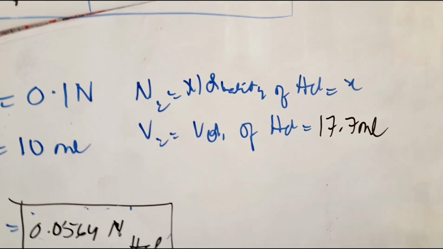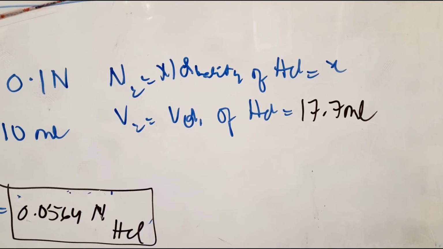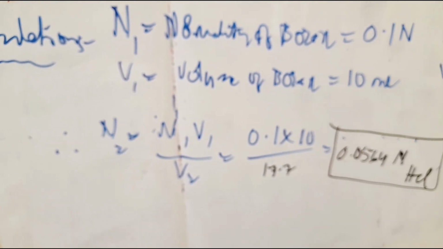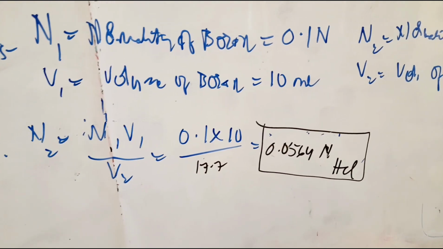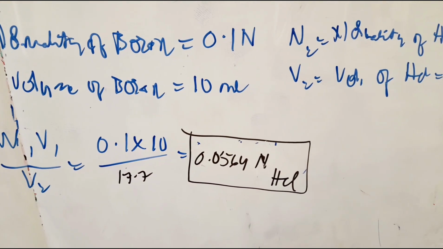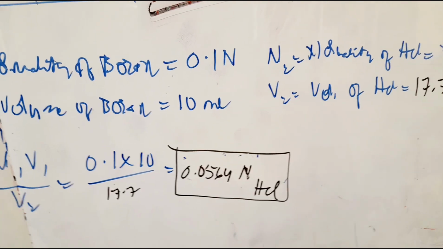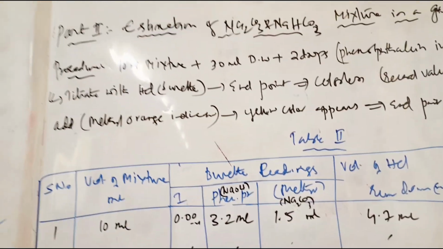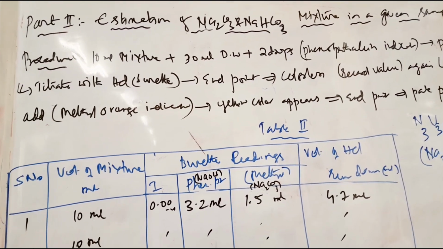And N2, the normality of HCl, we don't know, X, and the volume of HCl, V2, is 17.7 ml. So from this we get the strength, the normality of HCl, N2 equals N1V1 by V2, that is 0.1 into 10 by 17.7. The normality of HCl in part 1 is 0.0564. From this normality we'll find out the amount of the mixture containing sodium carbonate and sodium bicarbonate, the grams present in the mixture.